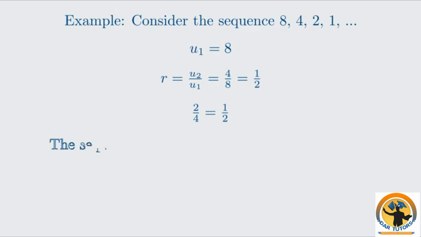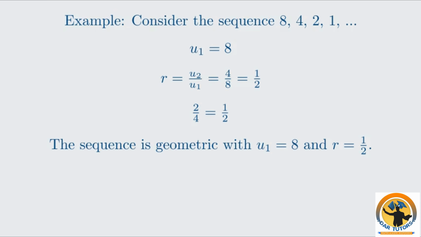We can check this with the next pair. 2 divided by 4 is also 1/2. So the sequence is geometric, with u_1 equals 8, and r equals 1/2. Now, let's find the general term, u_n. We use our formula, u_n equals u_1 times r to the power of n minus 1. Substituting our values, we get u_n equals 8 times (1/2) to the power of n minus 1.